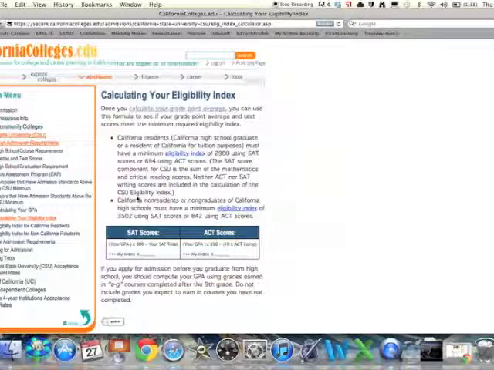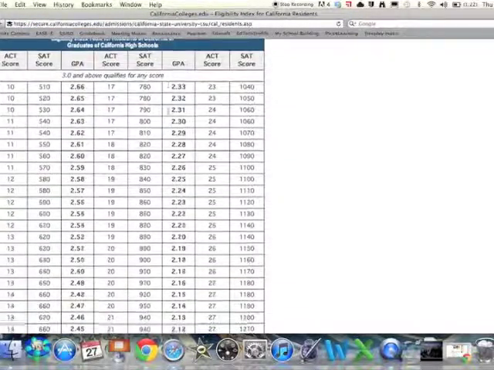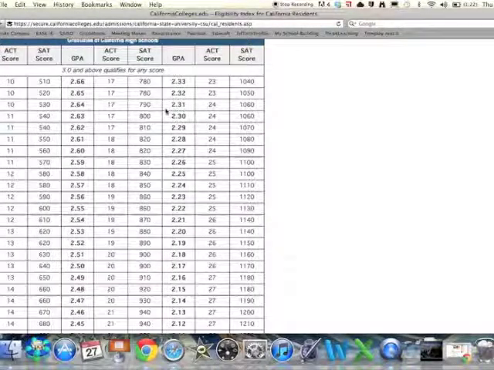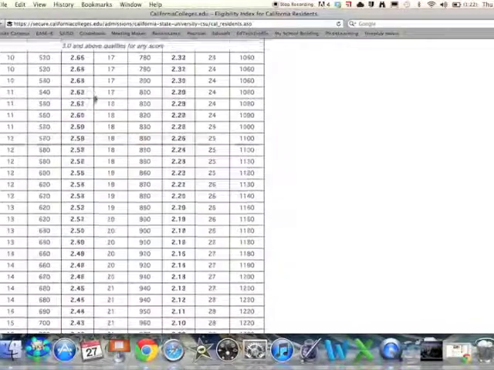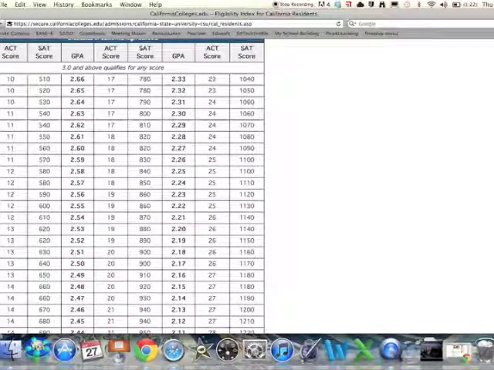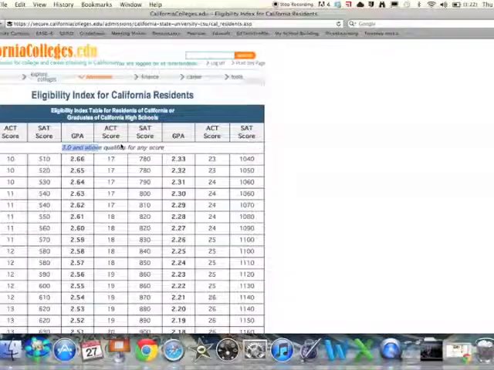The index for a California resident must have a minimum eligibility index of 2,900. To look at the eligibility index, click it, and it'll tell you what it is depending on your GPA. So for example, if I was graduating with a 2.99 GPA, I would only need an SAT score of 510 to be able to get into a CSU. Above a 3.0 you can have any SAT score and you'd be eligible to arrive. This is for CSUs only.